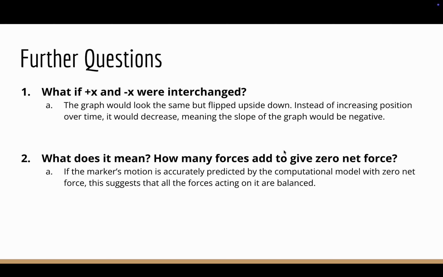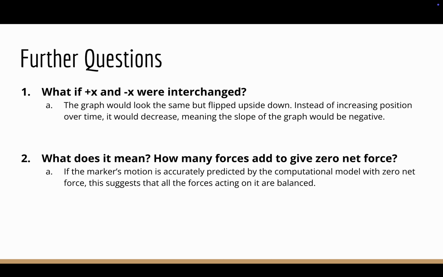Further questions. What if the x-axis and the negative x-axis were interchanged? The graphs would look the same, but flipped upside down. Instead of increasing position over time, it would decrease, meaning the slope of the graph would be negative.